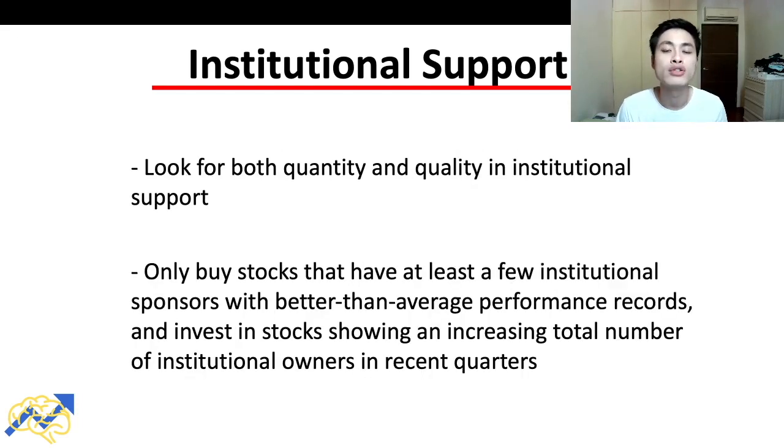But we don't just want to look for quantity. We want to look for both quantity and quality in institutional support. We only want to buy stocks that have at least a few institutional sponsors with better than average performance records, and invest in stocks showing an increasing total number of institutional owners in recent quarters.